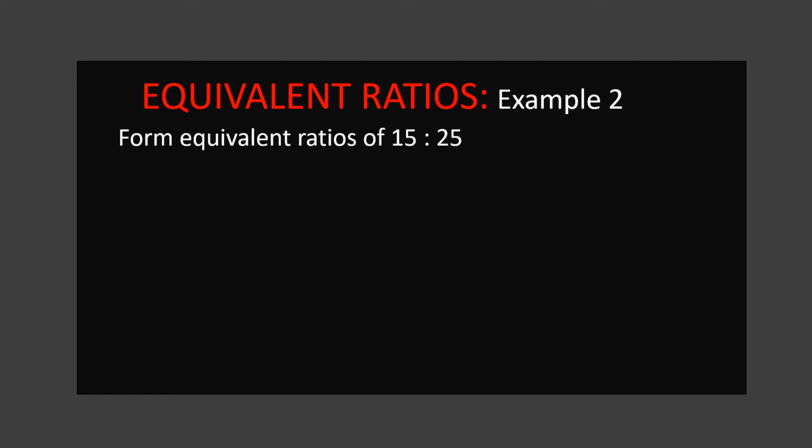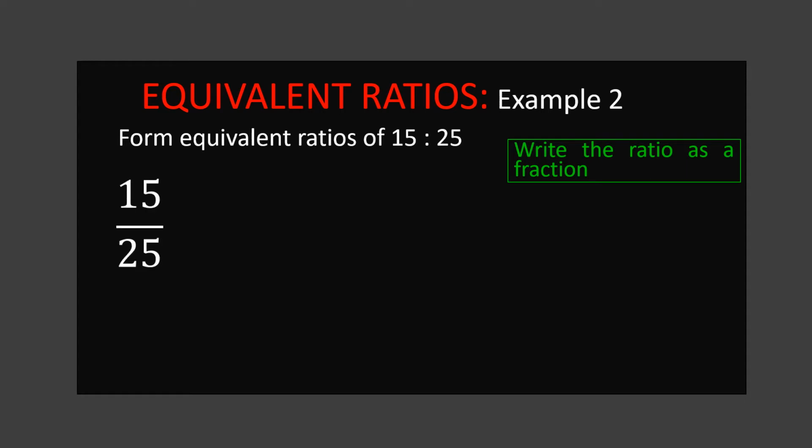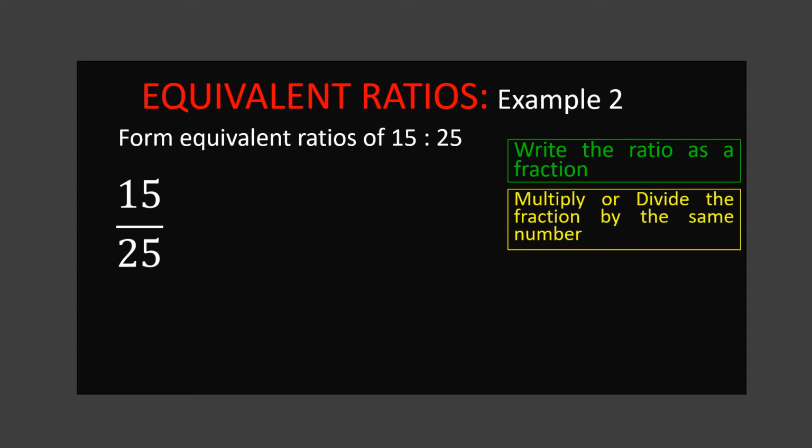Let's do another example on it. Form equivalent ratios of 15 is to 25. This time I am going to use the fractional method. So first of all, write the ratio as a fraction. When you do that, the first term goes to the numerator and the second term goes to the denominator. Now decide whether to multiply or divide your ratio. I am going to use division first. If it is division, you need to divide by a common factor.